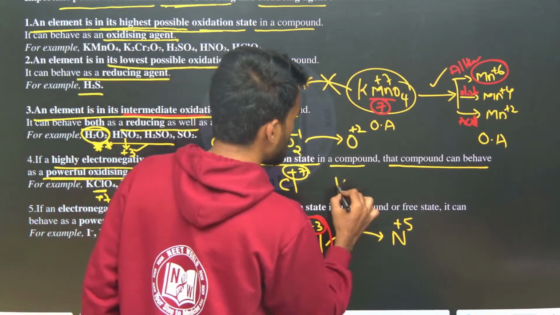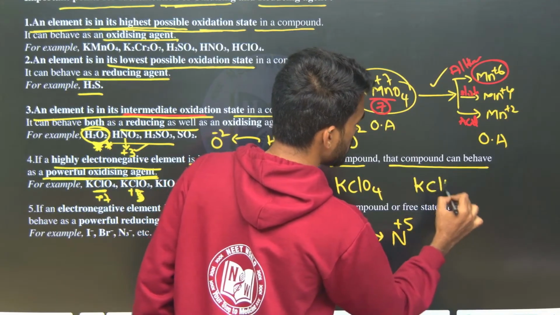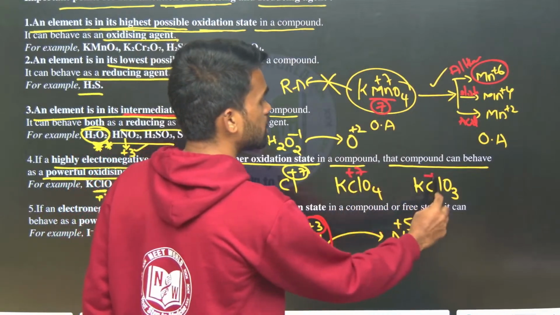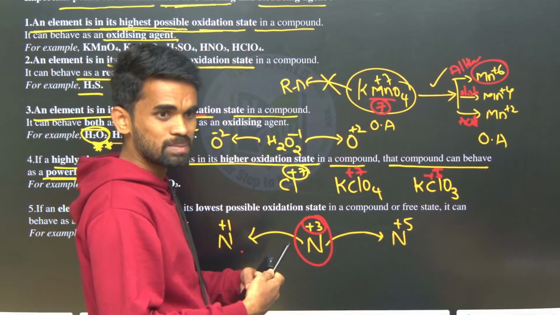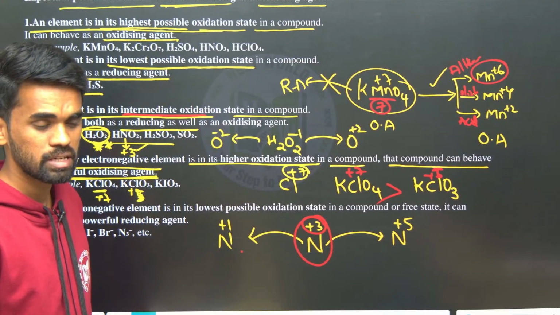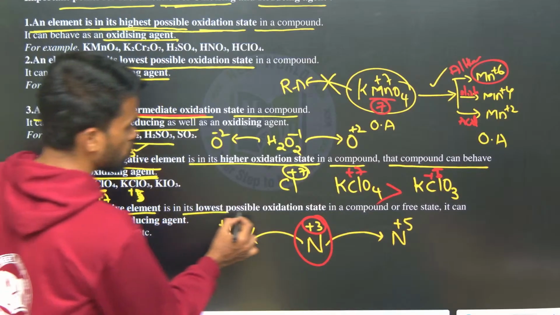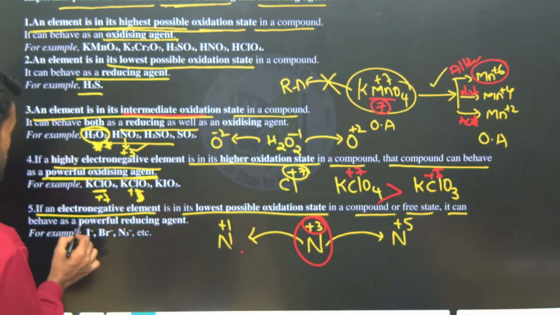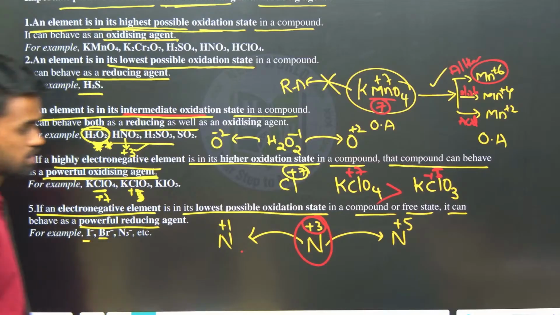Now between KClO4 and KClO3, which is the stronger oxidizing agent, tell me? The one having the higher oxidation state can accept the electrons more easily, so it will be the stronger oxidizing agent. Is this clear or not? Right. Next, if an electronegative atom is in its lowest possible oxidation state in a compound or in the free state, it can behave as a powerful reducing agent, like I minus, Br minus. Okay, next.